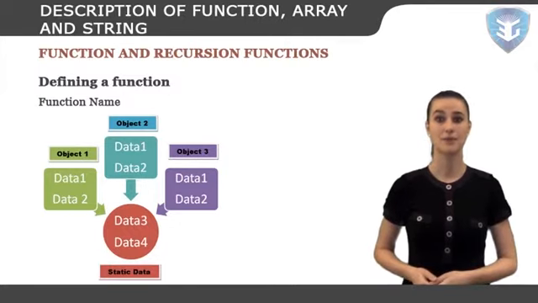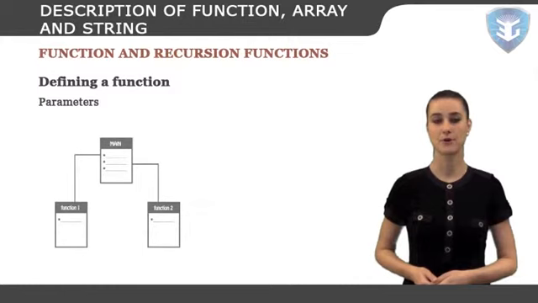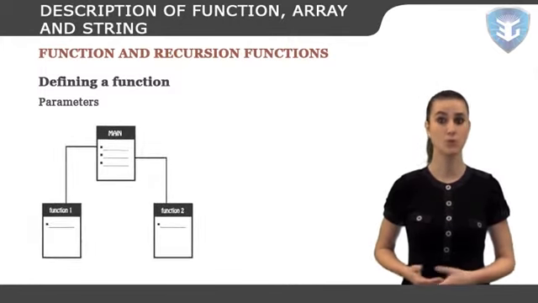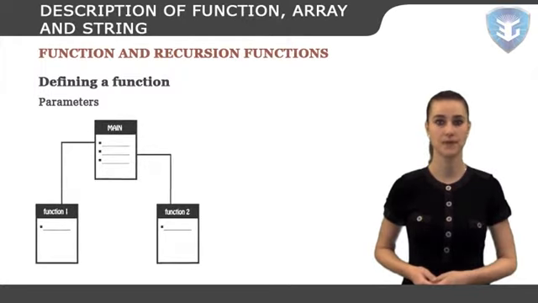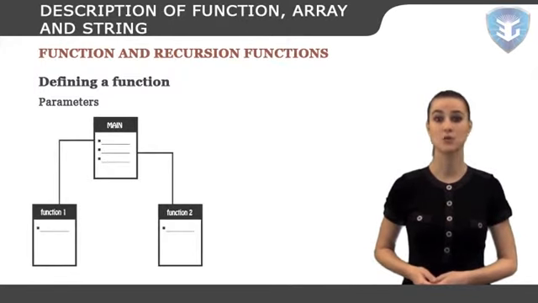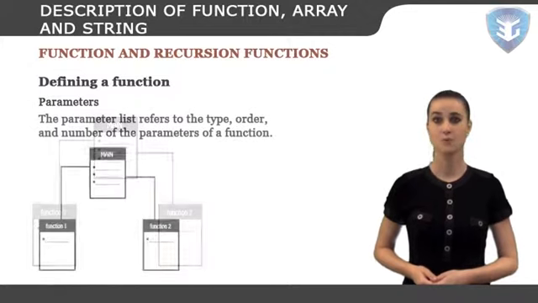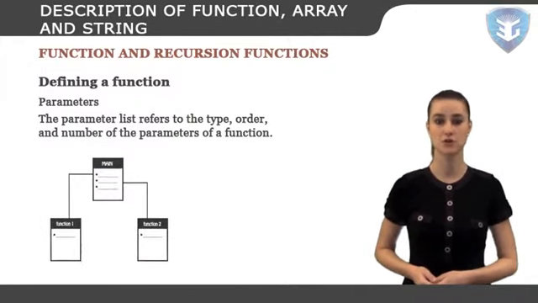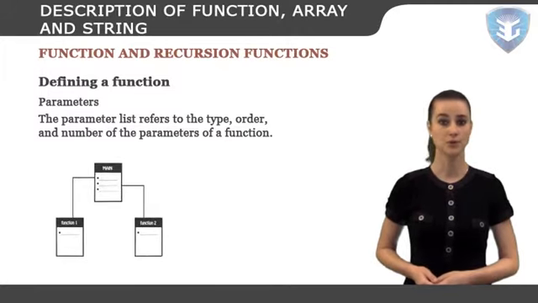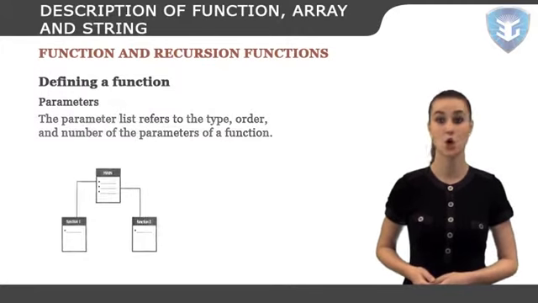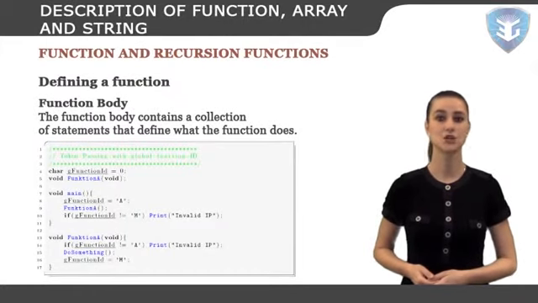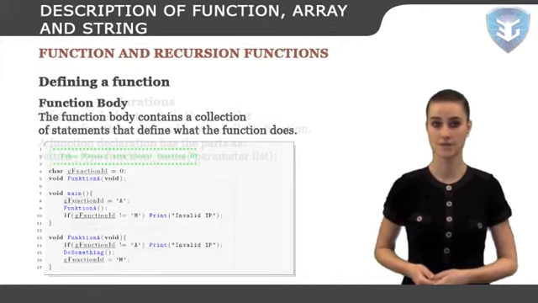The function name and the parameter list together constitute the function signature. Parameters. A parameter is like a placeholder. When a function is invoked, one passes a value to the parameter. This value is referred to as actual parameter or argument. The parameter list refers to the type, order, and number of the parameters of a function. Parameters are optional, that is, a function may contain no parameters. Function body. The function body contains a collection of statements that define what the function does.